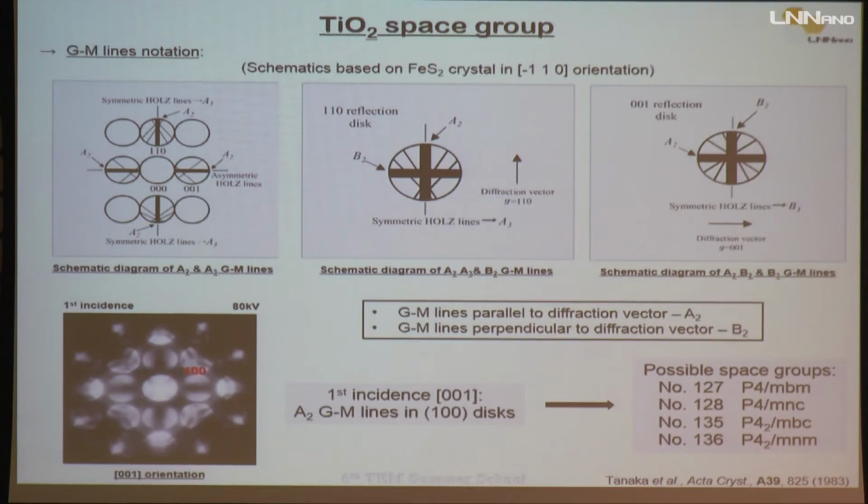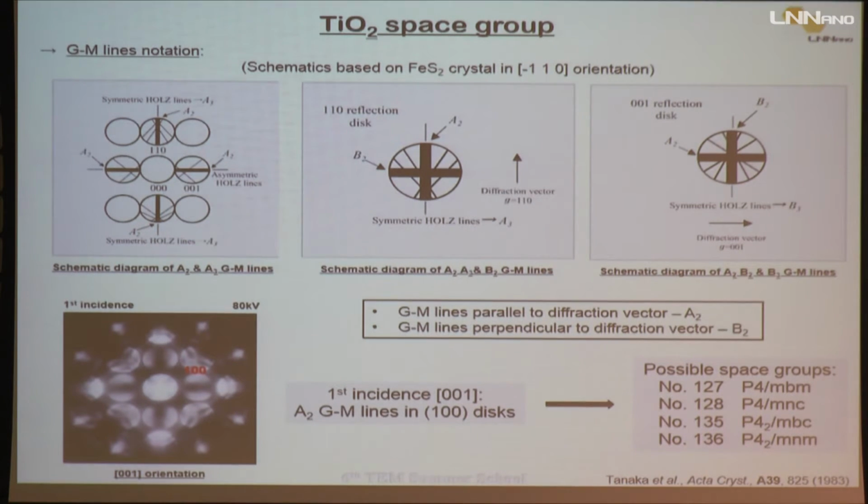So A2 and B2 lines are mainly seen in the ZOLZ, and if it's the HOLZ region, the GM lines are B3 and A3, formed because of the holes region in your sample. How do we identify an A2 line? If the diffraction vector is in this direction and the GM line is parallel to the diffraction vector, that is called an A2 line. If the GM line is perpendicular to the diffraction vector, that's called a B2 line.